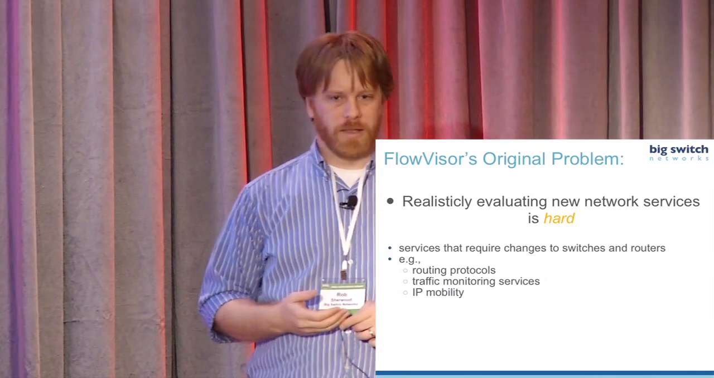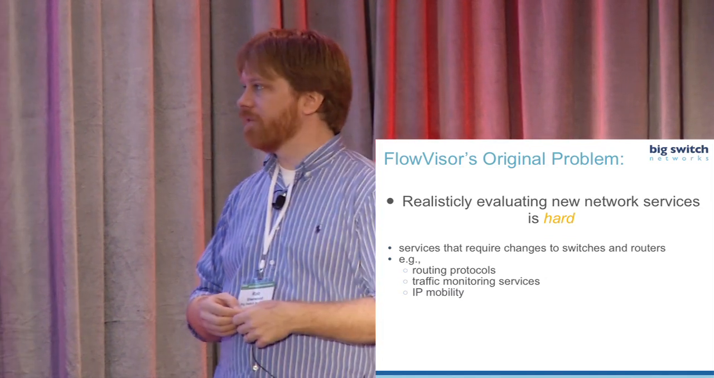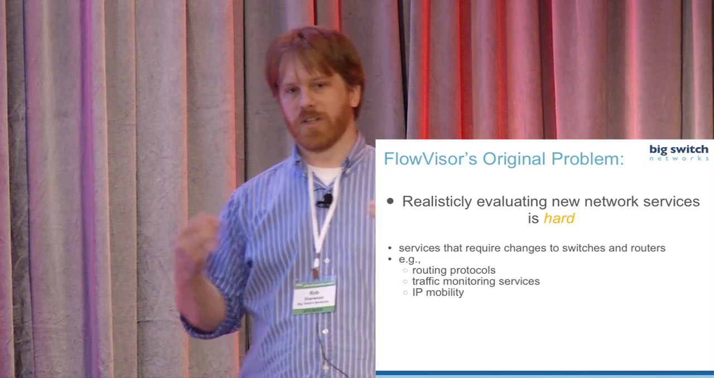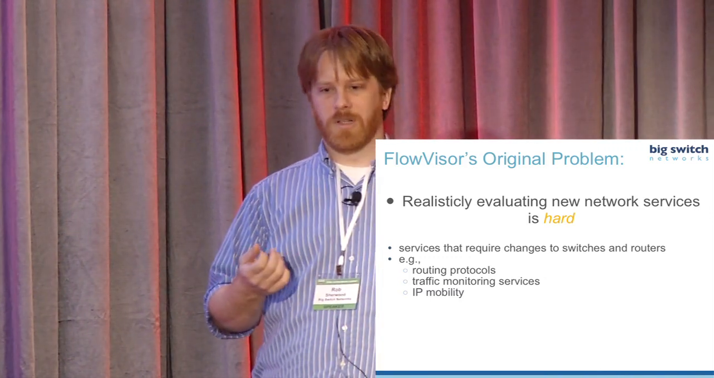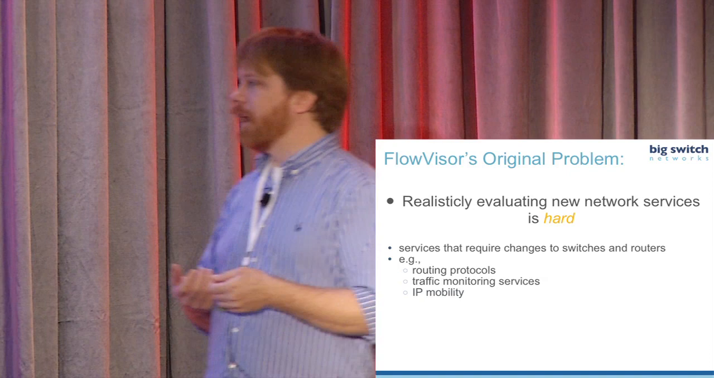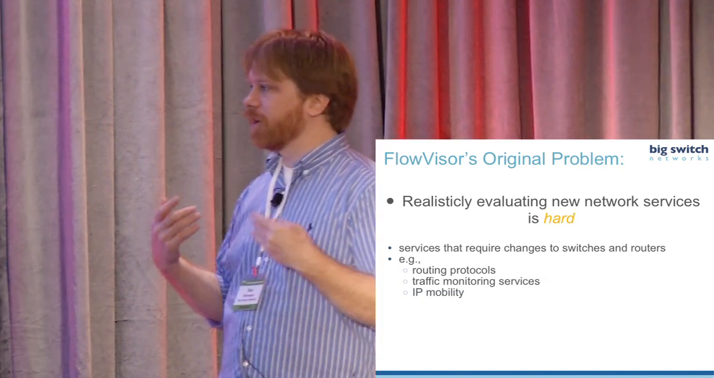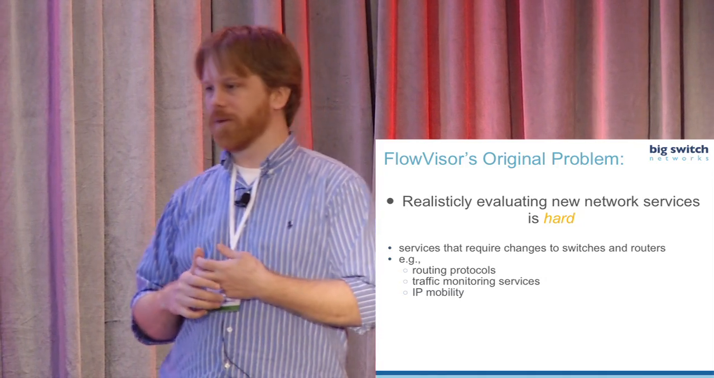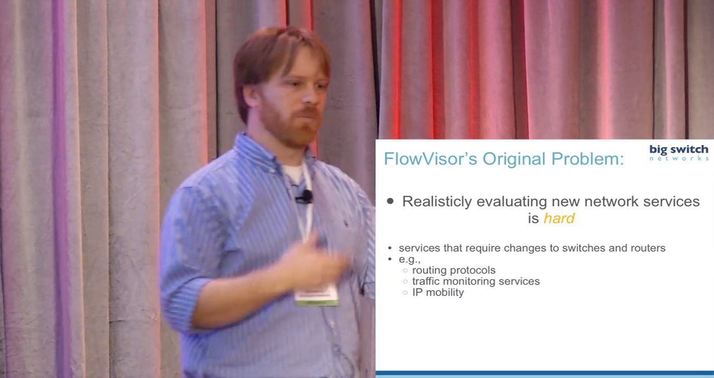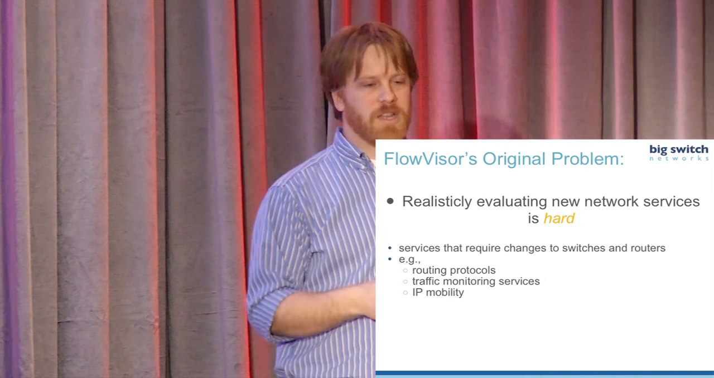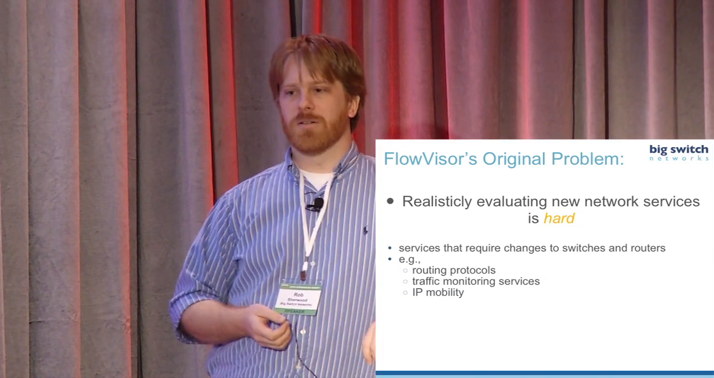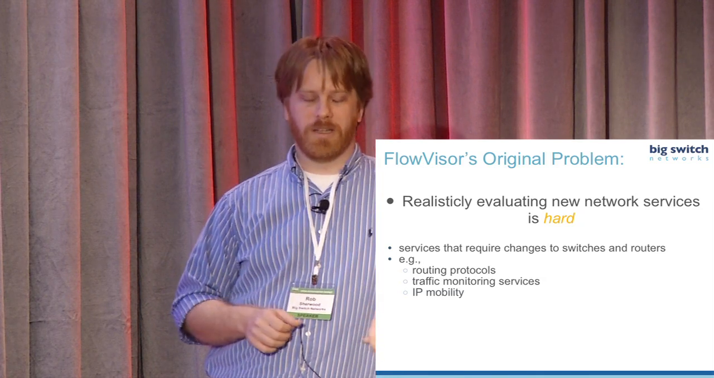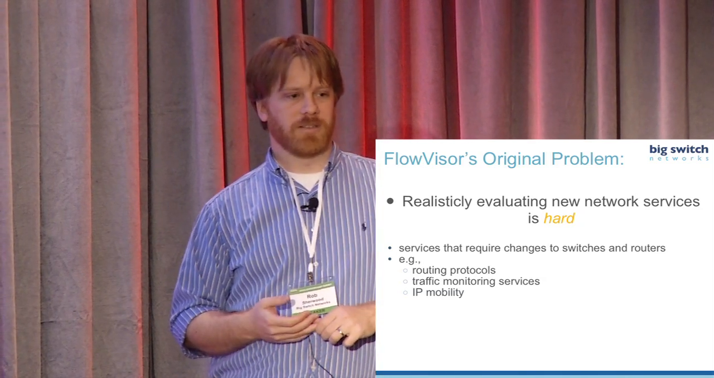The fundamental problem that FlowVisor was trying to solve is that it's really hard to deploy new services in your network, to decide if a service is stable, and decide if it's worthwhile. By service, I really mean something that requires a change to switches and routers. Either it's a configuration change, or a firmware change, or maybe something even more complex. Imagine you're an IT manager and your boss comes to you and says, I want you to deploy IP multicast.